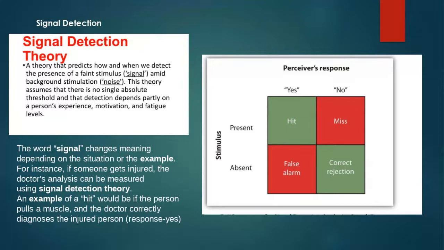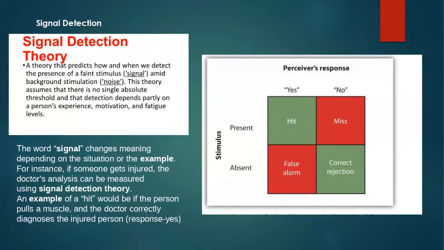So signal detection theory basically predicts how and when we detect that stimulus amongst all the other noises that are going on. So we never hear a stimulus in isolation, unless we're sitting in a room where it's silent and they say, can you hear a pin drop? But generally there are other things, our body is being bombarded by other stimuli.